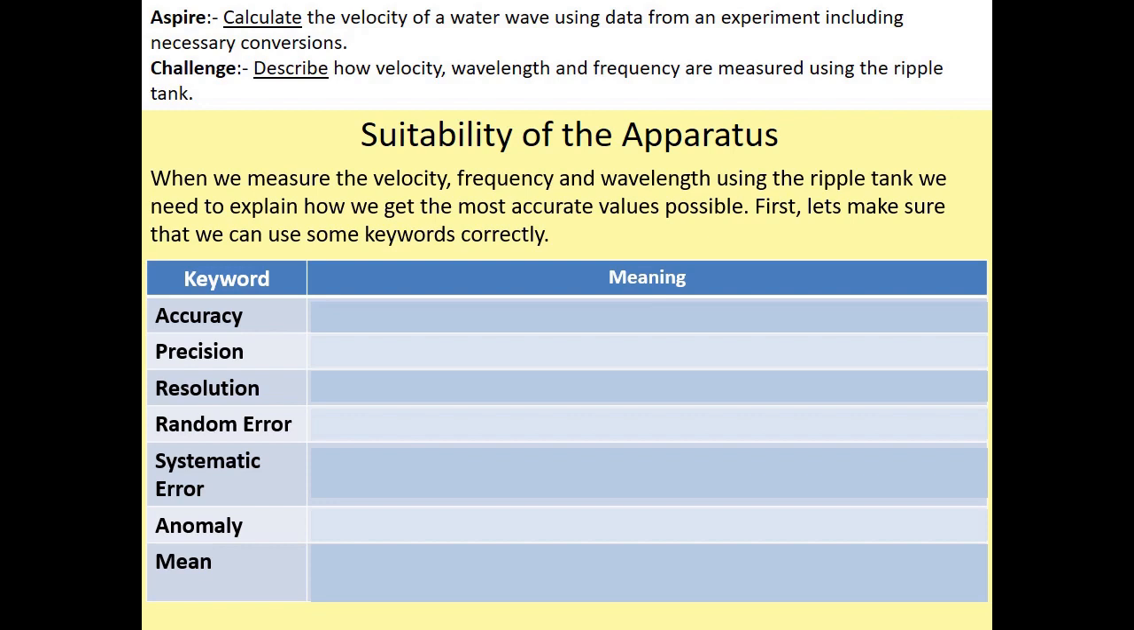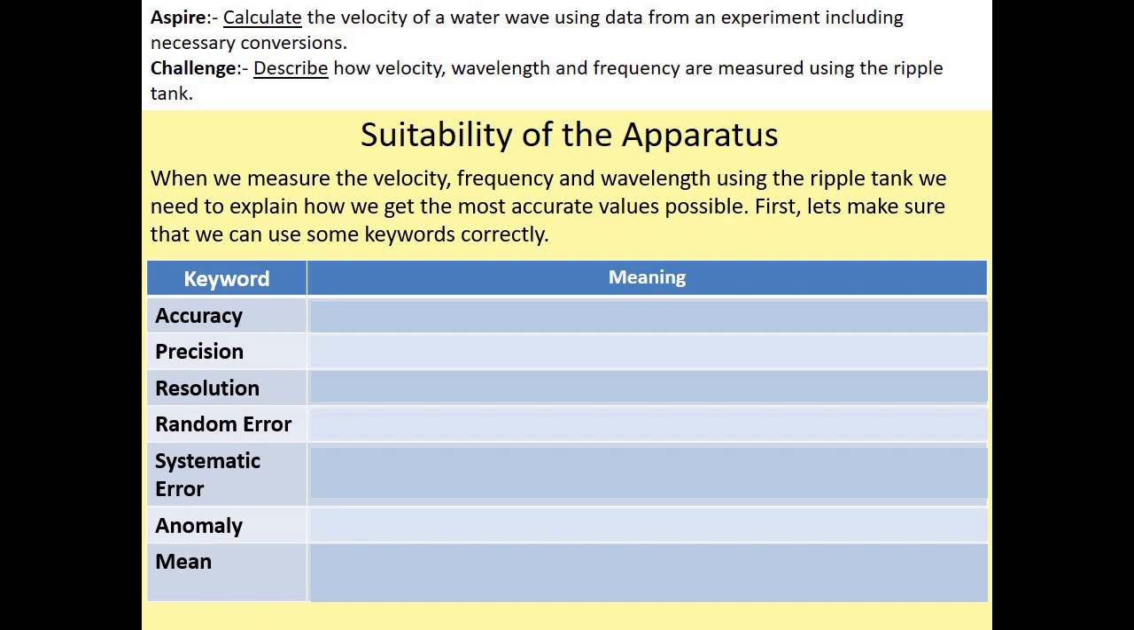Now I suspect you're all right with mean. You're probably all right with anomaly. Accuracy and precision you might get the wrong way around. Random error and systematic error might even be new to you here, but certainly it's something that's very badly answered when I'm marking AQA exams.